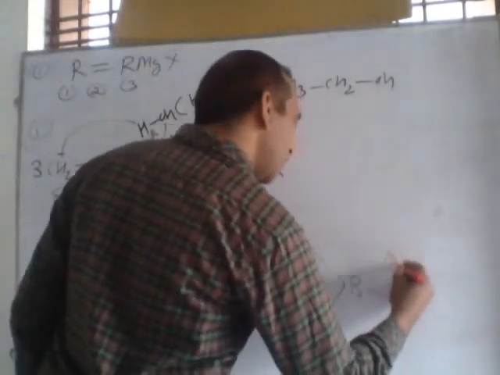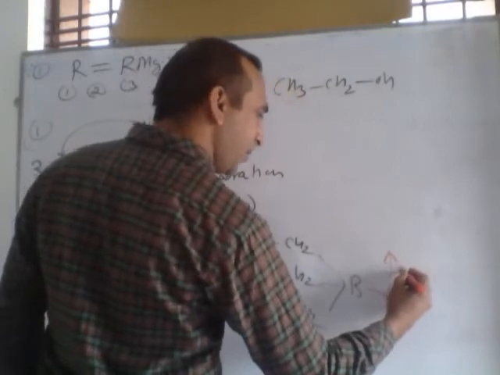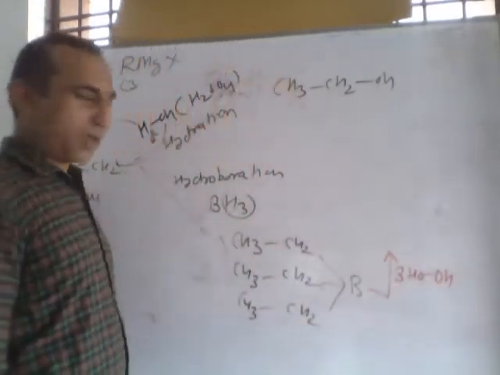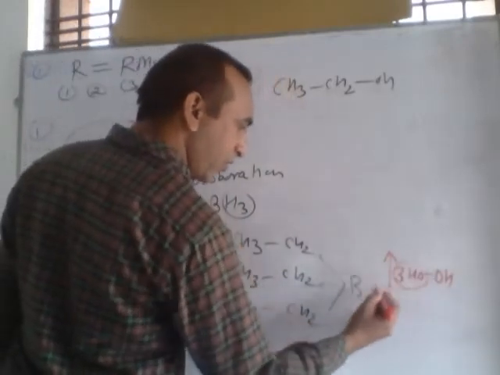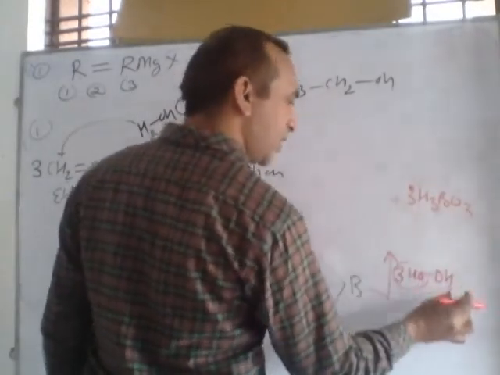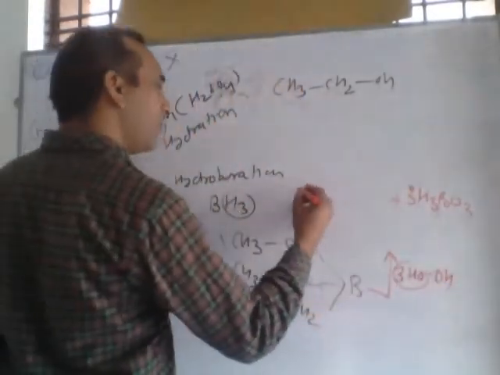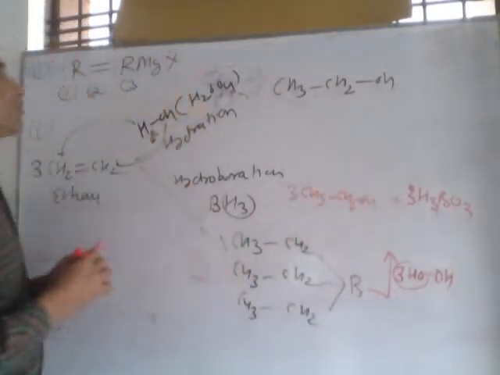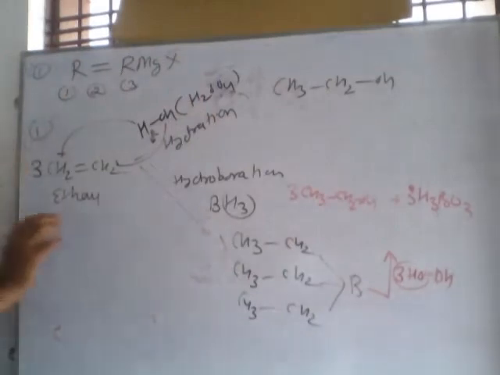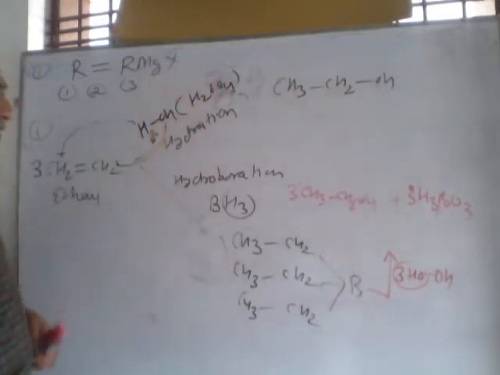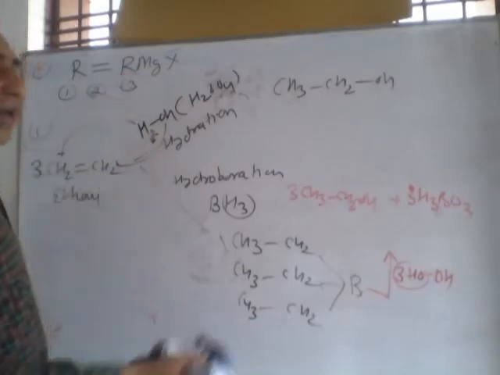If this triethyl borane is treated with H2O2, which is hydrogen peroxide, 3 OH join with boron to form H3BO3, and these 3 OH join here to form 3 molecules of CH3CH2OH. So from alkene, two simple processes: hydration, meaning reaction of water in presence of acid, and hydroboration. And the last one is from Grignard reagent.